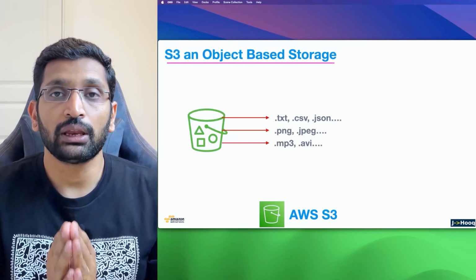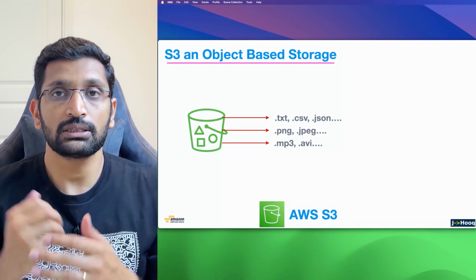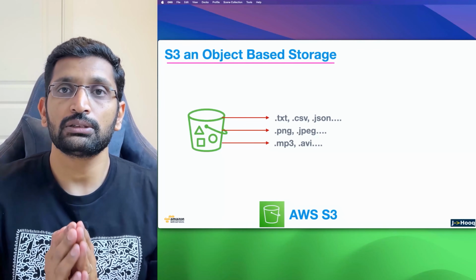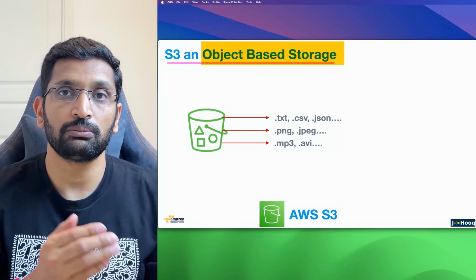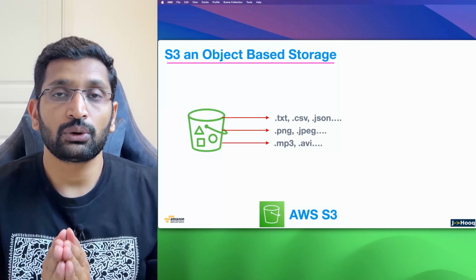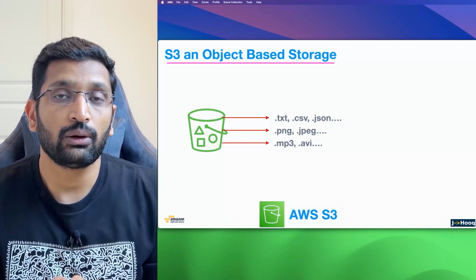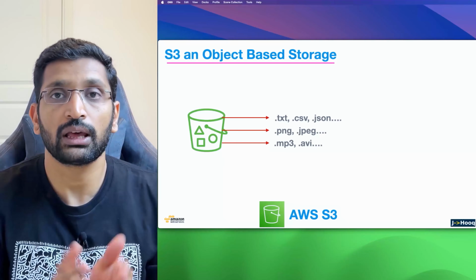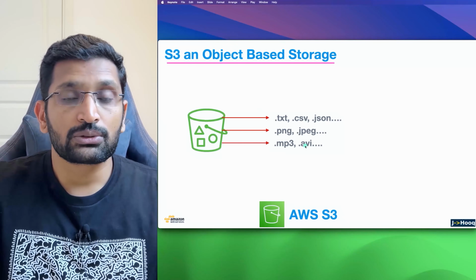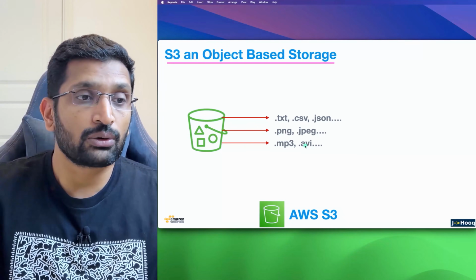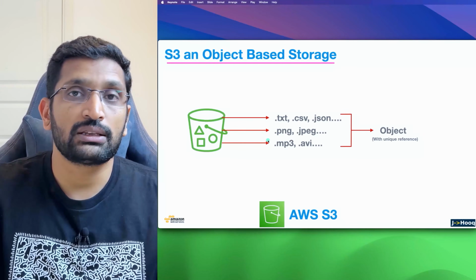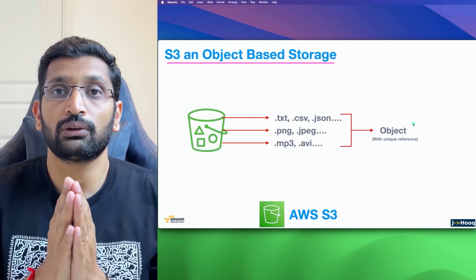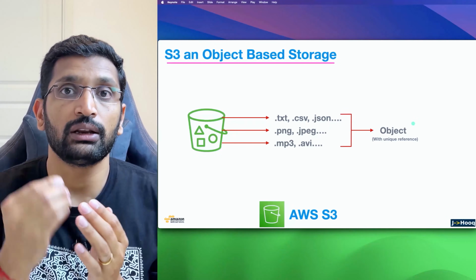Now you know that you can store any kind of file onto your S3 bucket, but there is an important concept: how these files are stored onto S3. An S3 bucket is not just a file storage, it is an object-based storage. Whenever you store any data file onto your S3 bucket, that file is stored as an object, not as a file. As you can see on the screen, I'm storing various file formats onto my S3 bucket, and each file is stored as an object. Whenever that object is stored, it gets a unique reference, and with that unique reference you can provide granular access to that individual object.